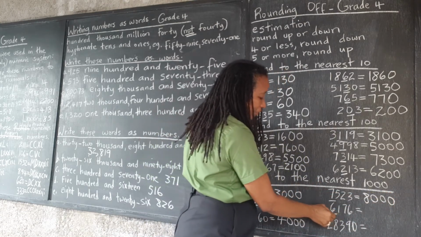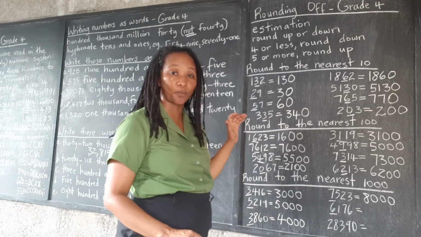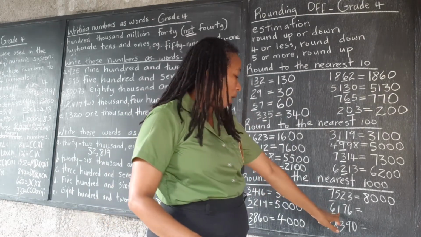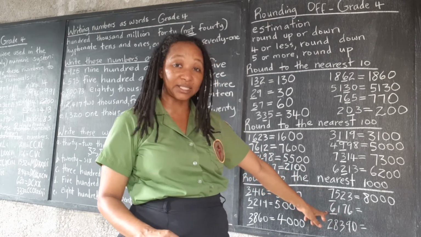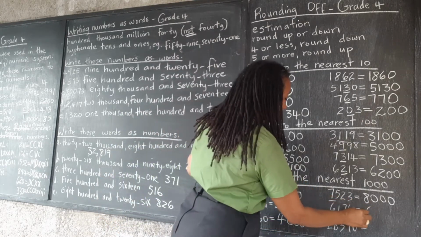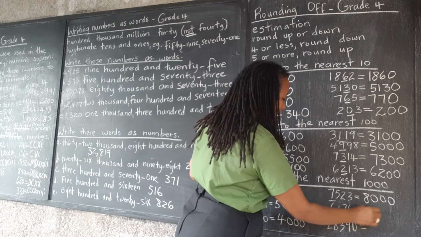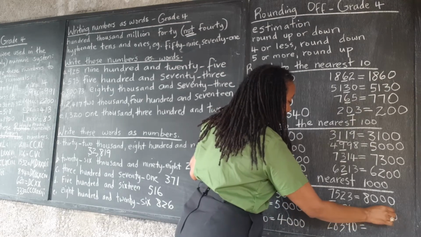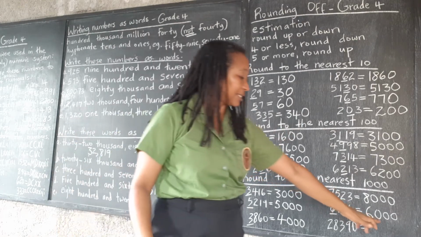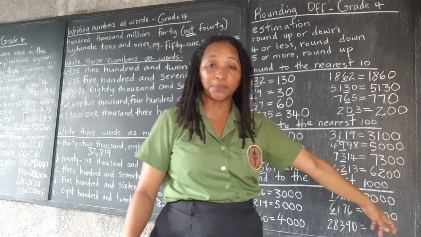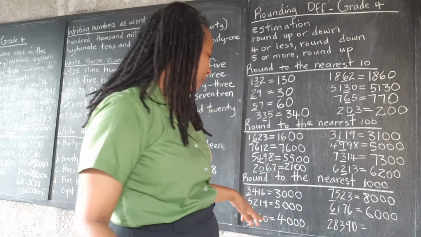6 is in the 1,000 place, right? 1 is less than 5. We're not going to add anything to the 6. It remains, and these get placeholders. Everything to the right of the place that you're rounding to, you replace them with zeros as placeholders.